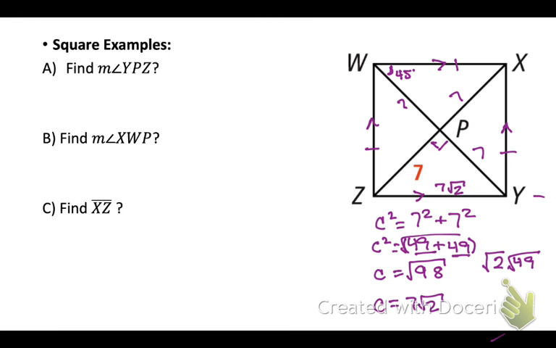Okay, so all these angles are 45, yes? Okay, so now I think we have enough. So YPZ. Oh, well, that's easy. What is it? 90. 90 degrees. Don't forget your degree.